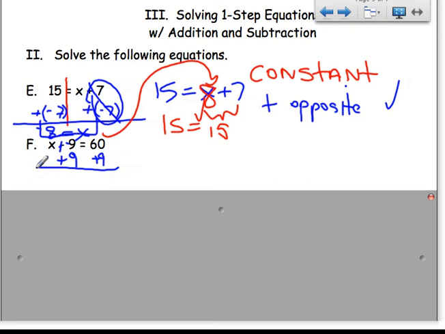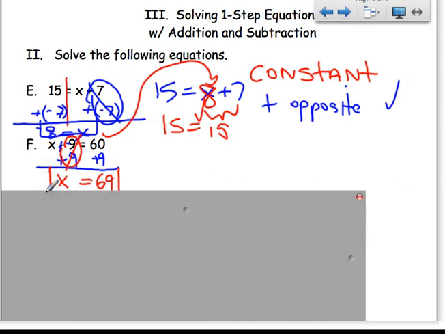If I do that, negative 9 plus 9 cancel out and equals 0. I have x left over here. 60 plus 9 equals 69. I have my answer.